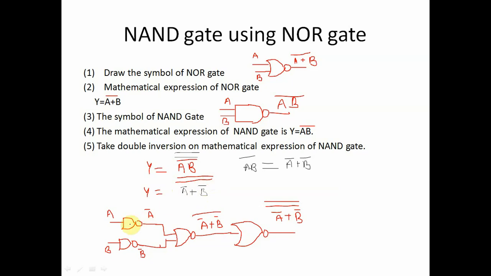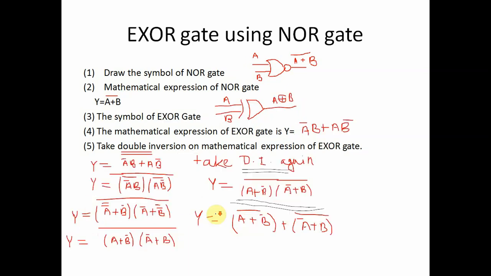So it is necessary to draw how many NOR gates? 4 NOR gates. First NOR gate, second NOR gate, third NOR gate, and fourth NOR gate. First one, A is converted into A bar, B is converted into B bar, the third complement is (A bar plus B bar) bar, and the fourth complement is (A bar plus B bar) double bar. So this mathematical expression is converted into this circuit diagram.